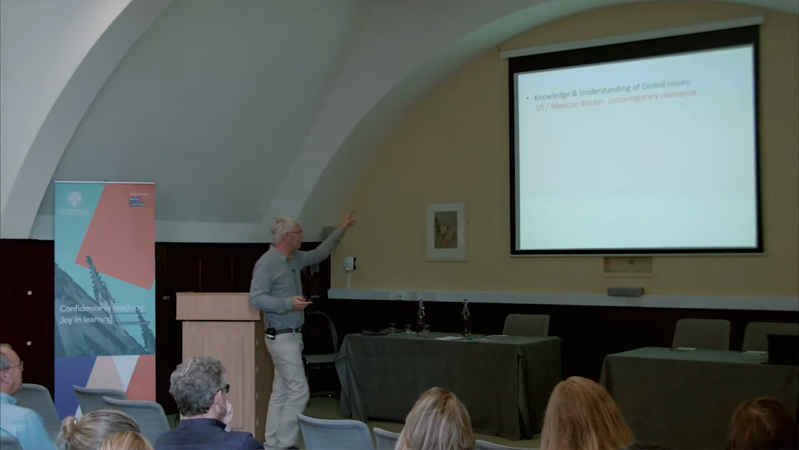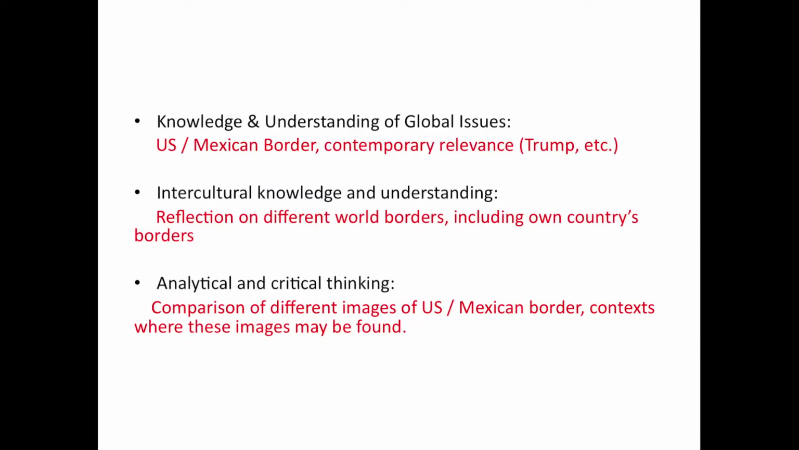So what we're doing then, can you see that those 3, the way the global competence was broken down, we can see that, I think, knowledge and understanding of global issues, it ticks that box. The issue of the US and Mexico is a very important issue. It has contemporary relevance. At the moment, it has even more contemporary relevance with people like Trump around. The second mention he gets this morning. Intercultural knowledge and understanding is the reflection on different world borders that you may be able to access, including your own country's borders. And then analytical and critical thinking, comparison of different images of the US-Mexican border and the context where images may be found. I think so.